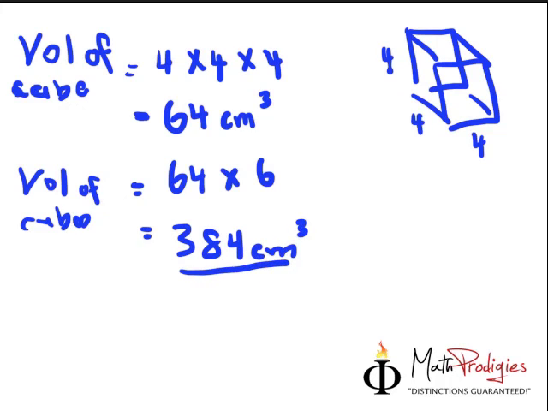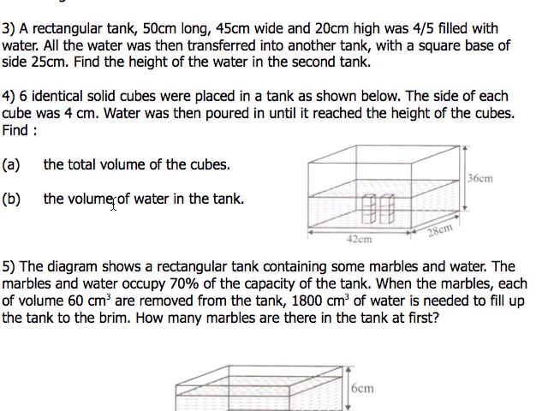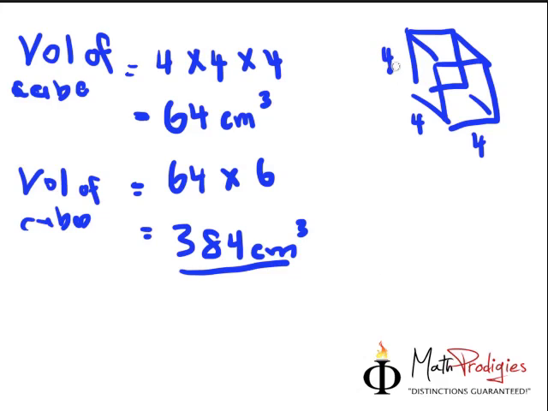Now the second part is where it gets much trickier. They said find the volume of water in the tank. As you can see here, you have the length, which is 42, the breadth, which is 28, but do you know what the height is? No, you don't, right? But you can find out the height. Can you see that the height is the same as the height of 3 cubes? So the height of 3 cubes is 4 times 3, because there are 3 cubes, right?